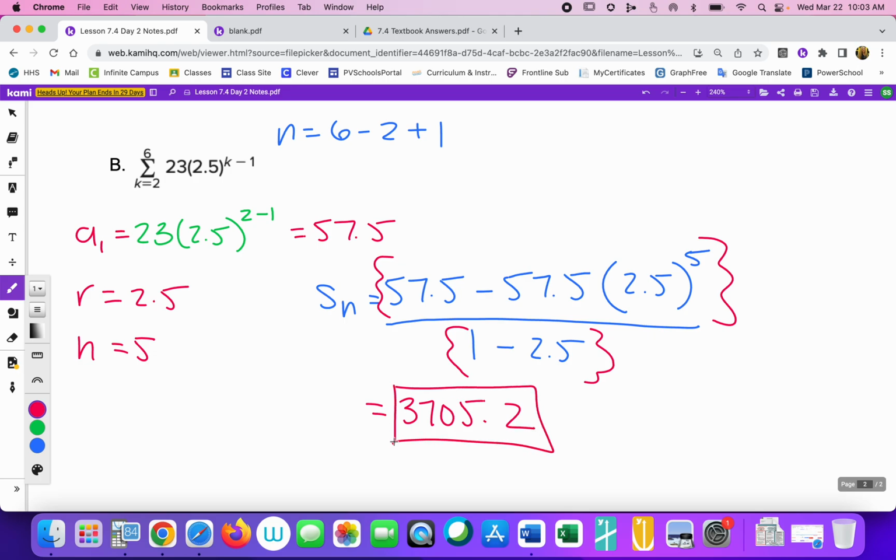So it will tell you where to round. Generally in this section, I think it's the tenth, but do not round anything till the end. Okay, so if you do it separately, you can do the whole numerator, leave that result in the calculator, and divide it by the 1 minus 2.5.